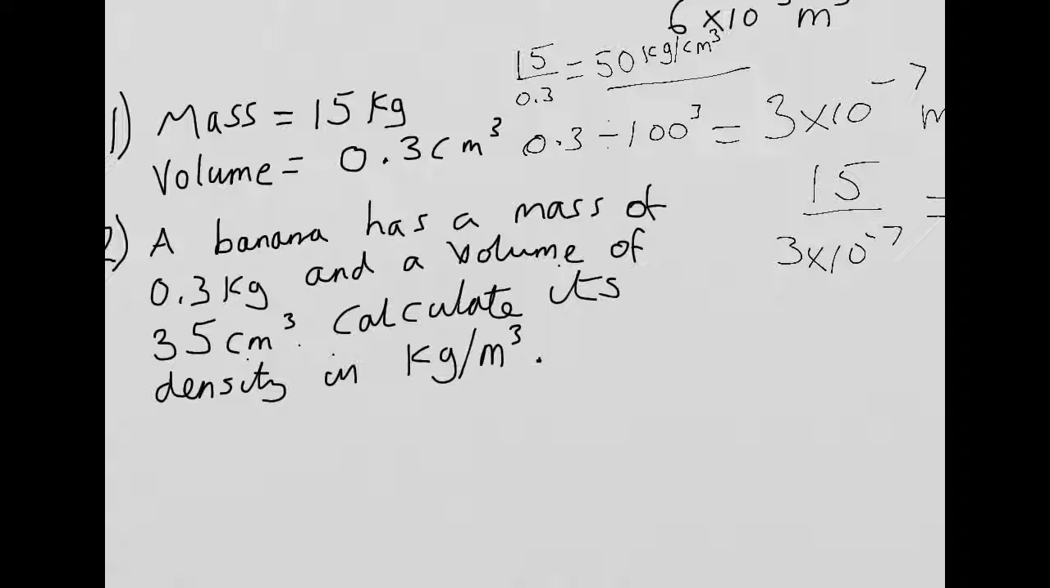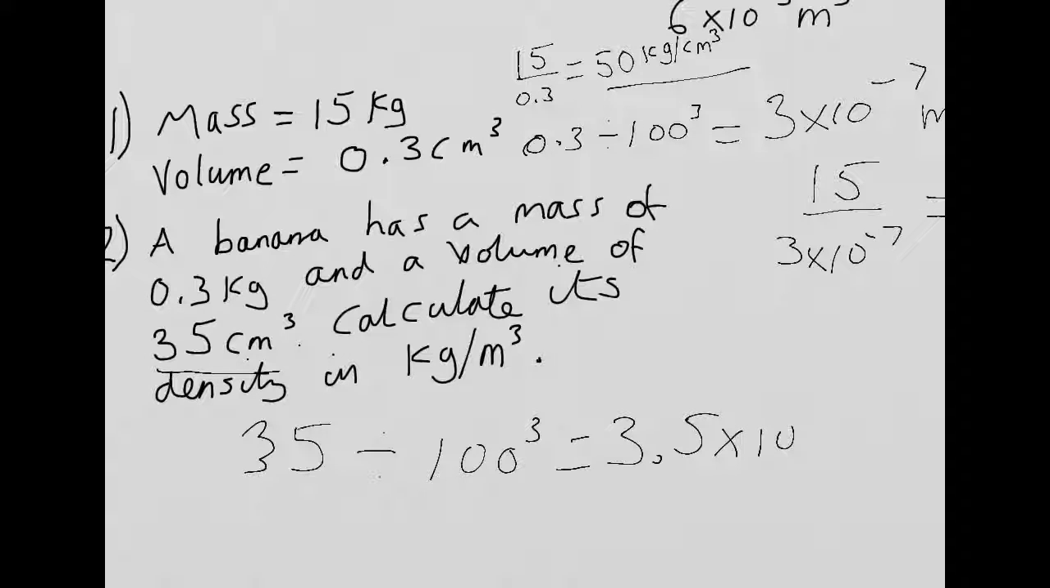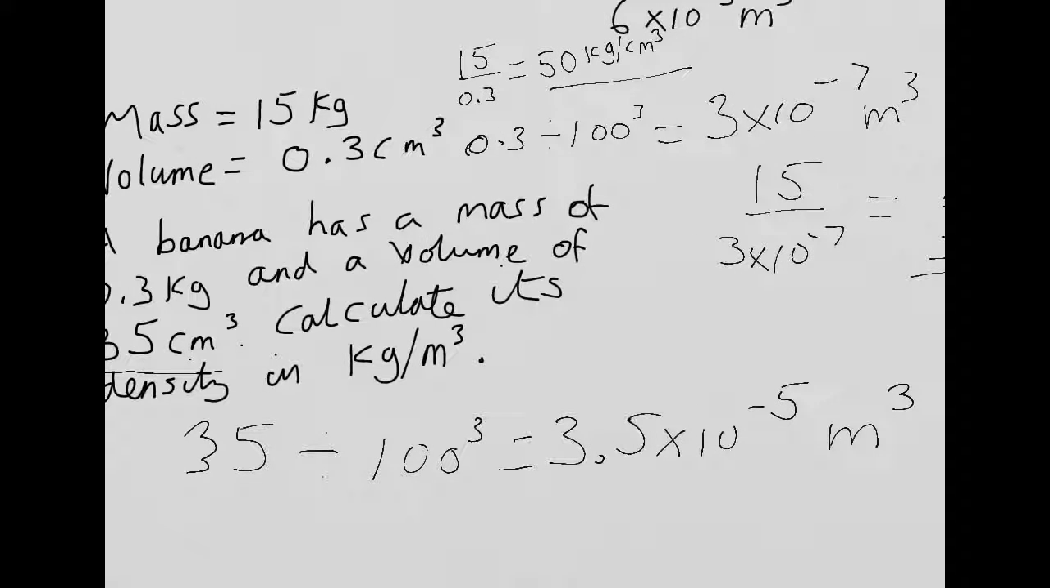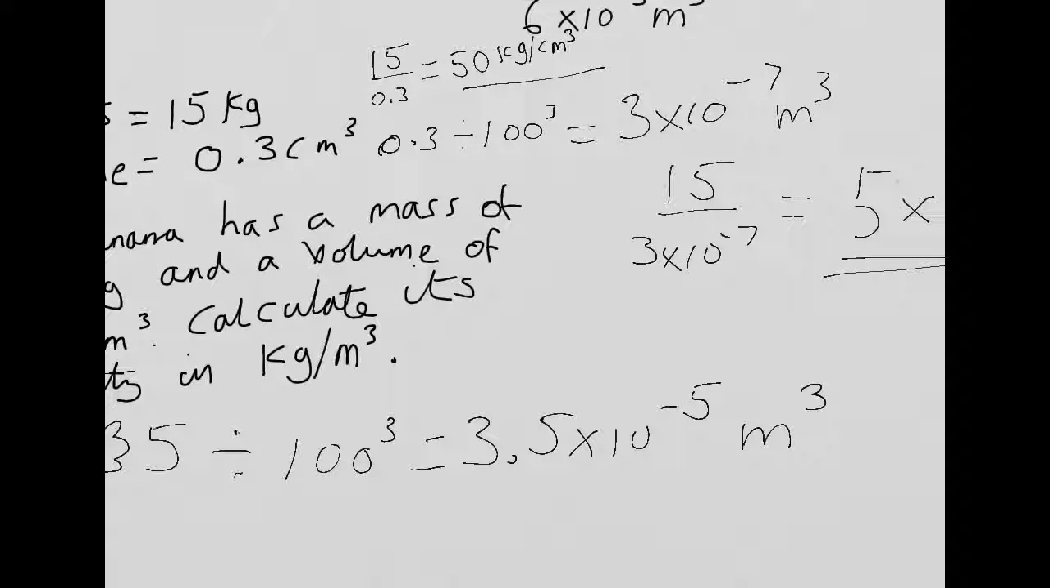So the first thing to do is find the volume, which is 35, and convert it to meters cubed. So I'm going to take the 35 divided by 100 cubed. That's a divide sign, by the way. 35 divided by 100 cubed should give you 3.5 times 10 to the minus 5 meters cubed.